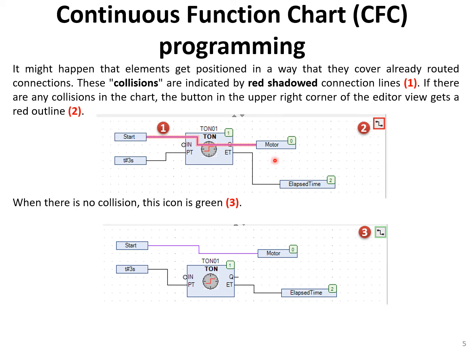So you see that we have a collision here, and this button now has a red outline. When there is no collision, the icon is green. So you should always program in a way to see this green button here instead of red. And if we see the red one, we need to clear these collisions. Don't worry about where these input and output boxes are coming from. We will see in the coming example, but for now, this is just an introduction to the CFC, the environment, and basically what exactly the programming environment is, connections between elements, and so on and so forth.